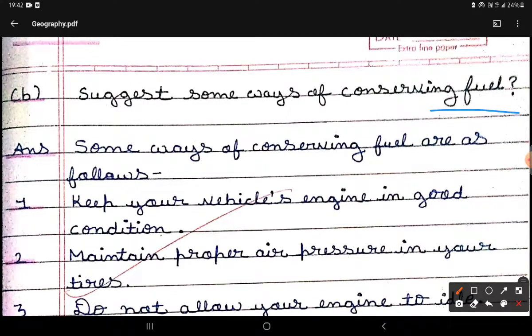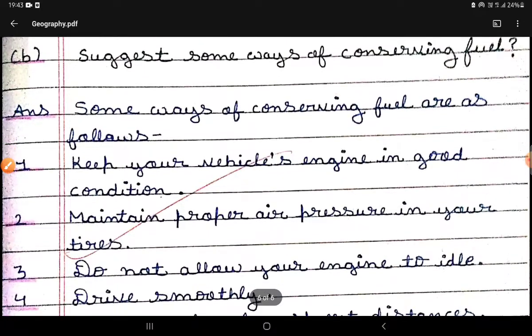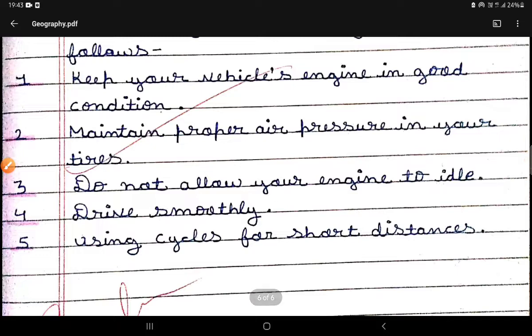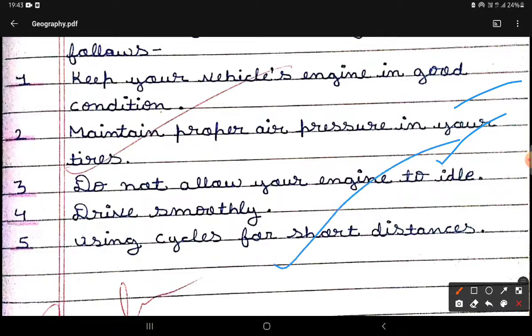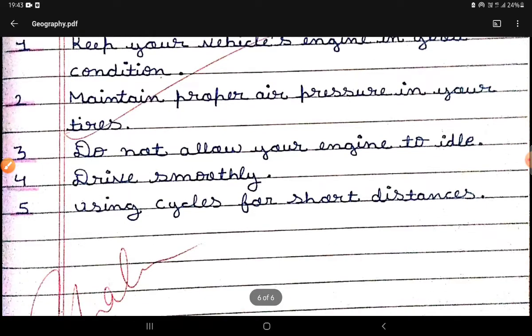Suggest some ways of conserving fuel. Some ways of conserving fuel are as follows: keep your vehicle's engine in good condition, maintain proper air pressure, do not allow your engine to idle. Idle means alone, like some people in a traffic jam do not turn off their engine, they just keep their car on. Drive smoothly, use cycles and walk for short distances.